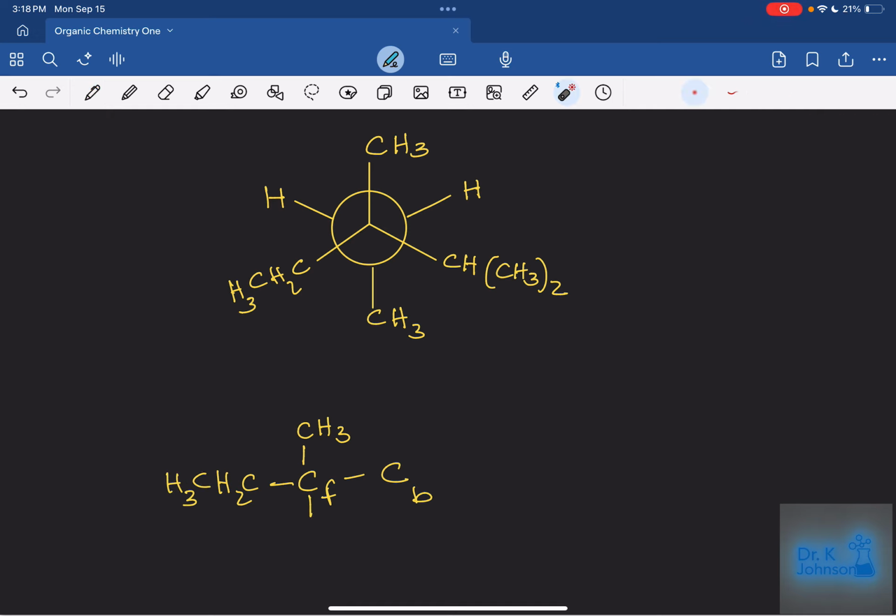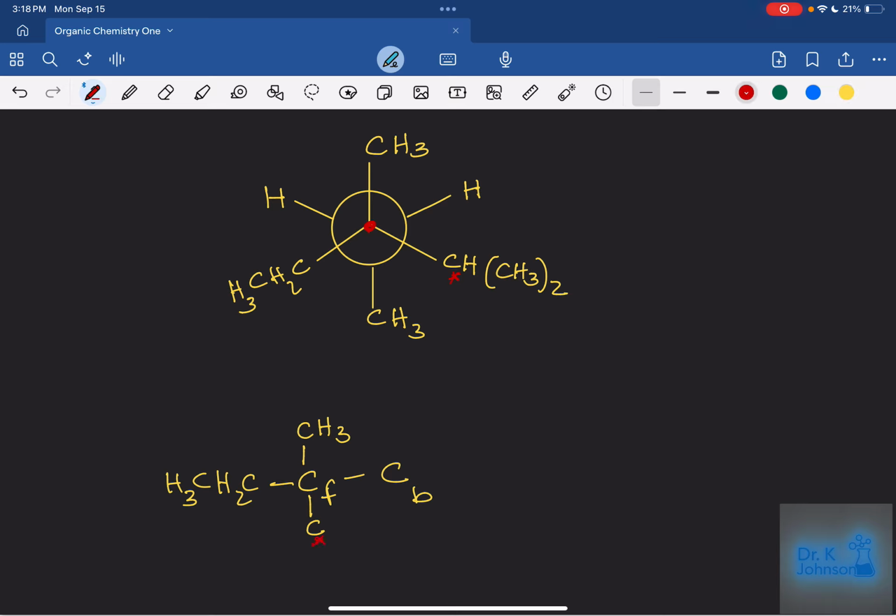Then let's talk about what this means. This is my front carbon, right? I'm going to put it in red. This is my front carbon. Bonded to my front carbon is this carbon. I'm going to put an asterisk at this carbon. So let's put this carbon on here and give it its red asterisk.